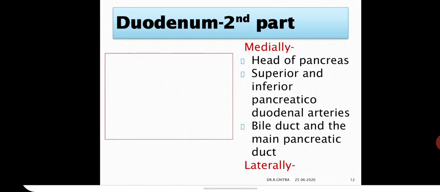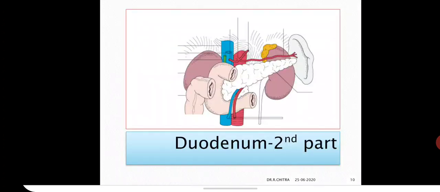Medially, the head of the pancreas, and also the anastomosis of the superior and inferior pancreaticoduodenal arteries. The two ducts, the bile duct and the main pancreatic duct, run in between the head of the pancreas and the second part of the duodenum. So laterally, what will be present? Lateral to the second part of the duodenum, you can see the right colic flexure. That is the junction of the ascending colon and transverse colon.